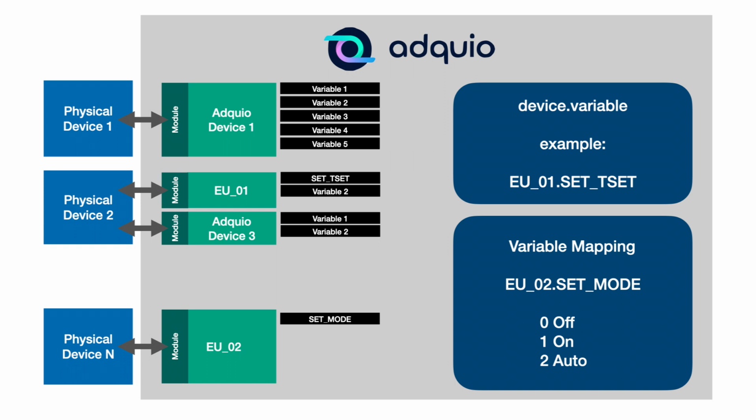These labels will appear in all the points of Adquio where that variable is used. If we see, for example, a variable in a list of variables in real time, if we want to edit it, in addition to being able to set the value to 0, 1, and 2, we will also see a drop-down menu, in which we can select between off, on, or auto. Both in the web interface and in programming, we can use either of the two values.